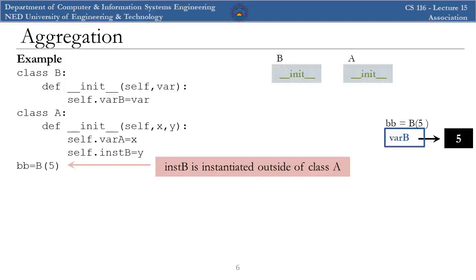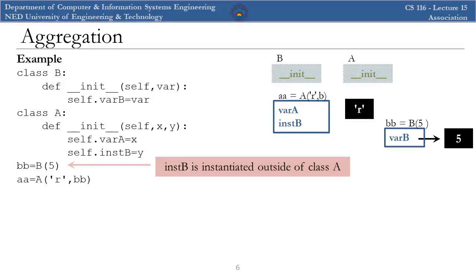Now let me instantiate another variable, AA, of class A type, and here I am passing two values: R, which is a string type variable, and BB, which is the object we just instantiated in the last statement, and this BB is of class B type. So what will happen at the backend? Now AA's namespace will be created, and variable A and instance B will be two instance variables residing within it. R will be an independent object. Variable A will be pointing towards it, and this instance B will point towards BB, because we are passing this BB variable to it, and BB has already been defined in the previous statement. So this instance B will be linked to that namespace, right?